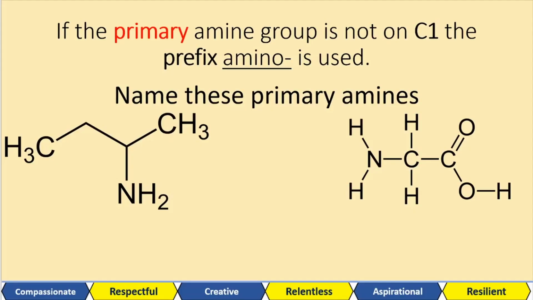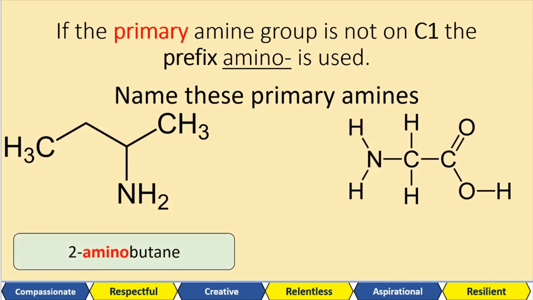So before, we just put the alkyl name and then amine, or we'd put the aryl name and then amine. But since this isn't on position 1, we have to designate what carbon the amino group is on. And if we have a look at the one on the left hand side, the longest carbon chain, we've got 1, 2, 3, 4. So that's a butane. And the amine group, but we're using a prefix amino, the amino group is on the second carbon. So that is 2-aminobutane.